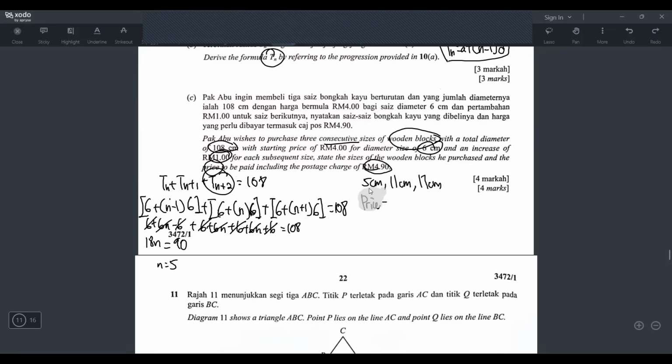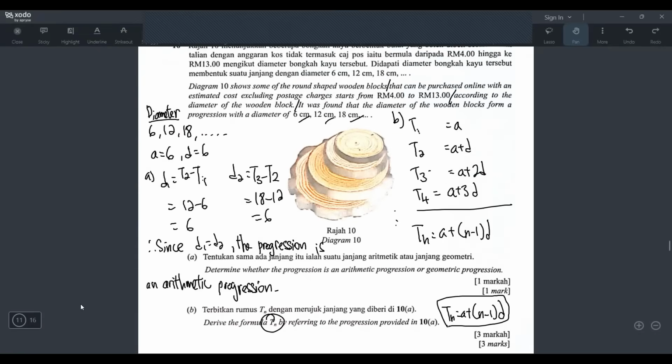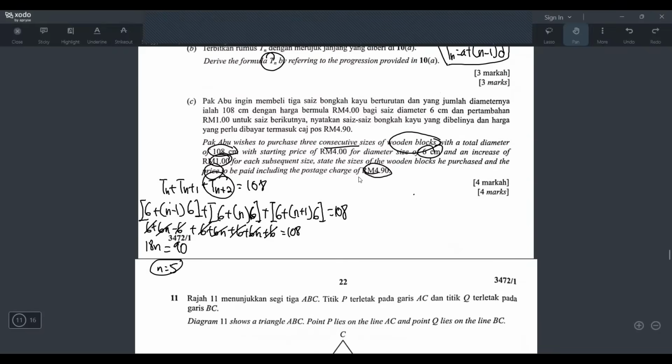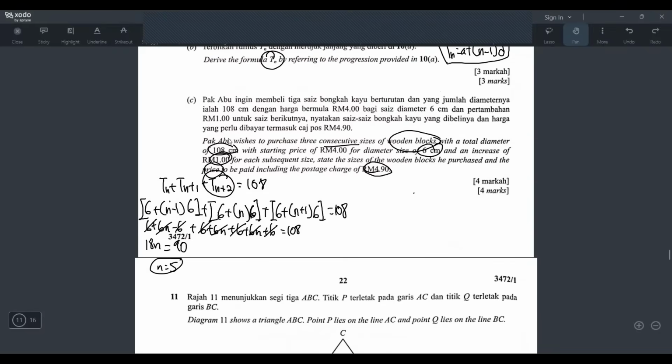Wait, I'm wrong. I did it wrong. The diameter is not 5 cm, 11 cm. This 5 is the n. So if I want to know the diameter, I still need to find the T5, T6, and T7, right? I cannot just say that it's 5 cm because this 5 is the n. Sorry. So I have to find my T5 now. How to find T5 is A plus N minus 1 D. My A is 6, and N minus 1 is 5 minus 1, and D is 6 also. So it will be 6 plus 4 times 6, which is 24 plus 6, which is 30.